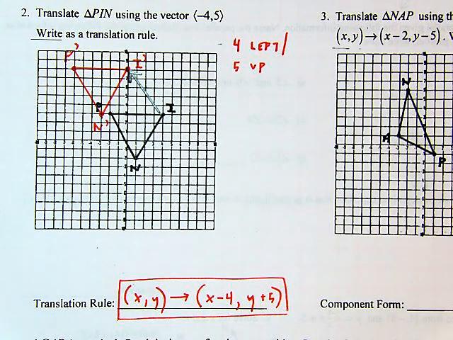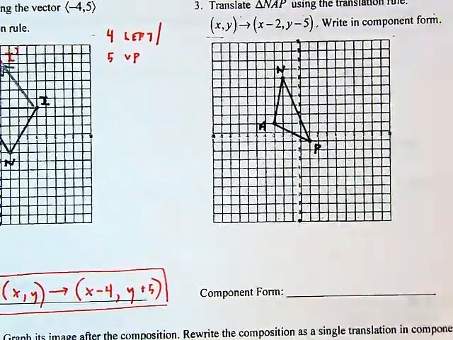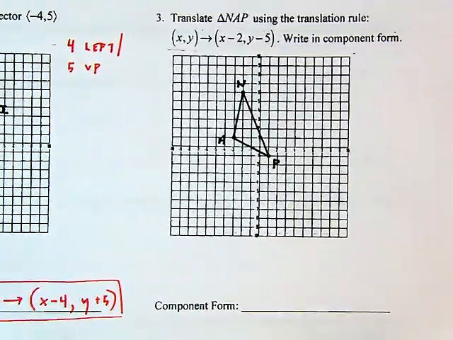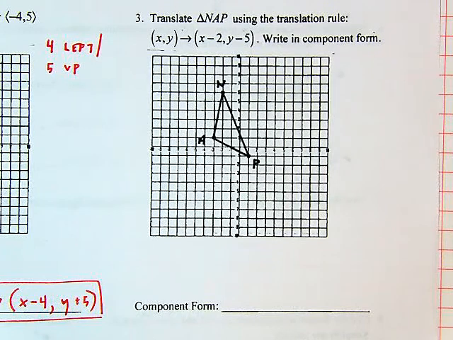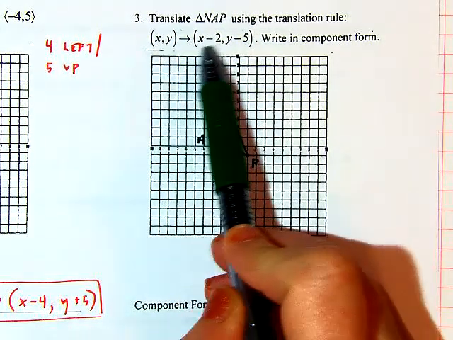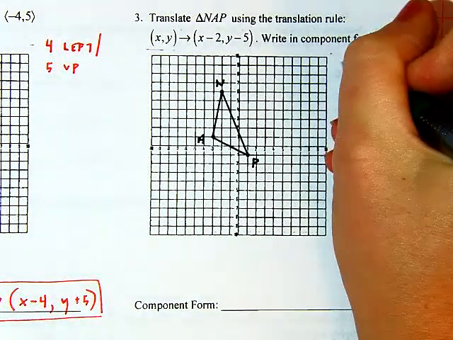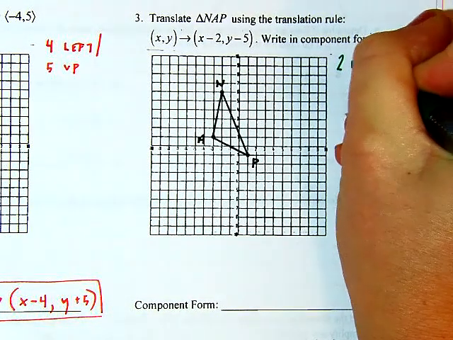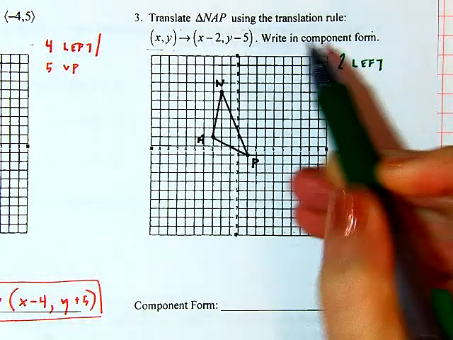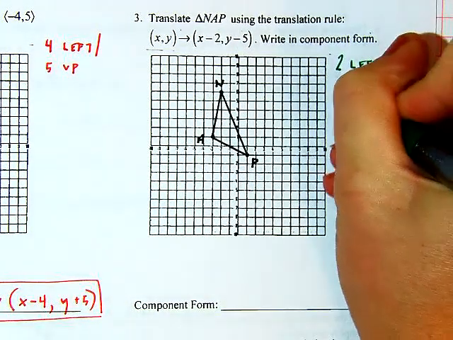Okay, let me slide over and look at problem 3. So in problem 3, we're going to translate as well, but we're going to follow the translation rule, and then we're going to write it in component form. So this one is saying, in the rule, x minus 2. So it's saying, okay, we want 2 left. And then y minus 5 is saying, well, we also want 5 down.